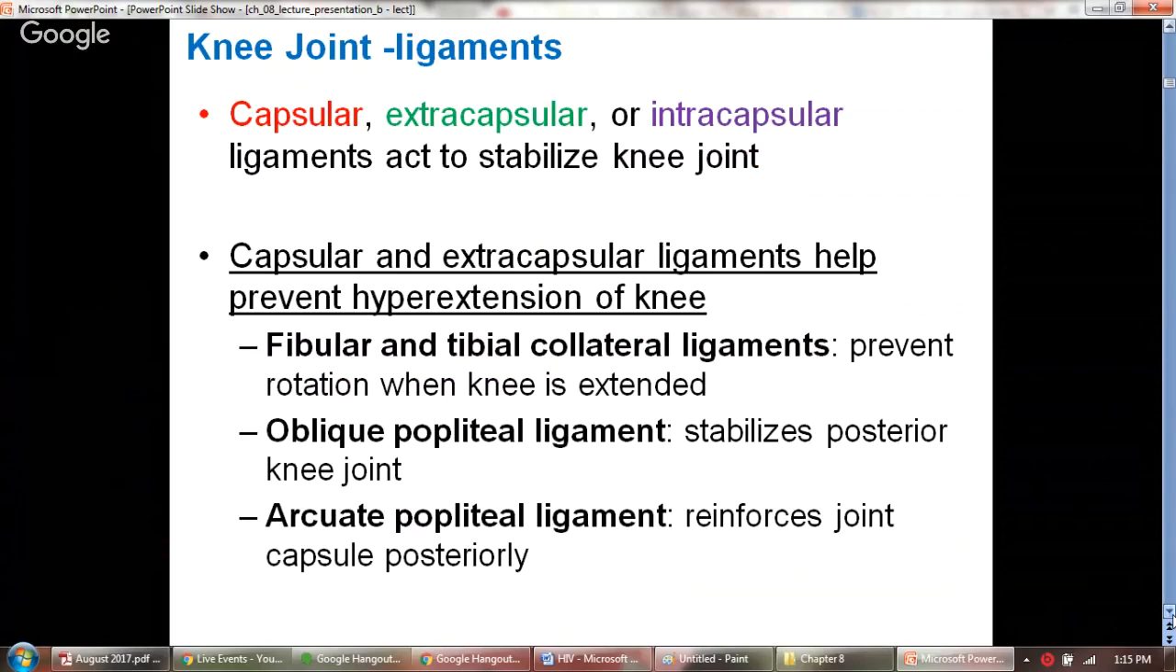The knee joint ligaments we can divide into capsular ligaments, extracapsular ligaments, and intracapsular ligaments. All of these stabilize the knee joint. The capsule and the extracapsular ligaments help to prevent hyperextension of the knee. The fibular and tibial collateral ligaments prevent rotation when the knee is extended. The oblique popliteal ligament stabilizes the posterior knee joint, and the arcuate popliteal ligament reinforces the joint capsule posteriorly. So you need to know the location of these ligaments and what their function is.